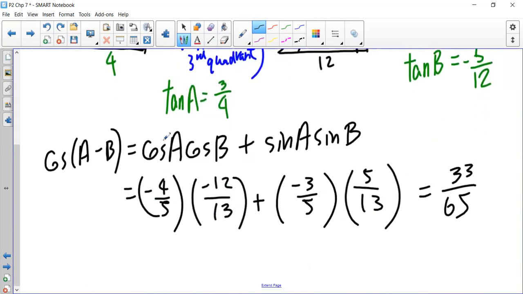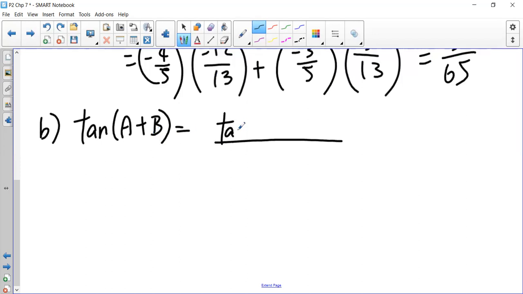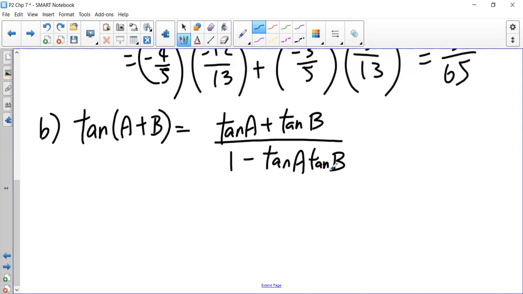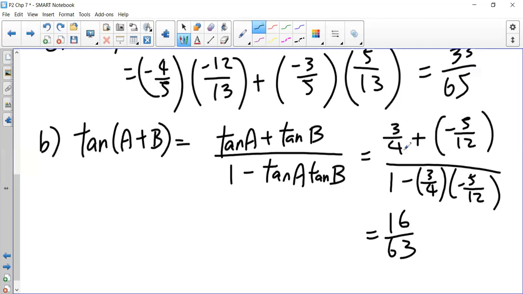Okay. Right. Part B, tan(A plus B). So pause the video, write down the formula. What's the tan(A plus B)? Tan A plus tan B over 1 minus tan A tan B. Now, you know the values of tan A and tan B. So I would suggest you pause the video and work out the answer. Okay, when you're ready for the answer, you can press play. That's the answer, 16/63. Okay, so here's the working out.